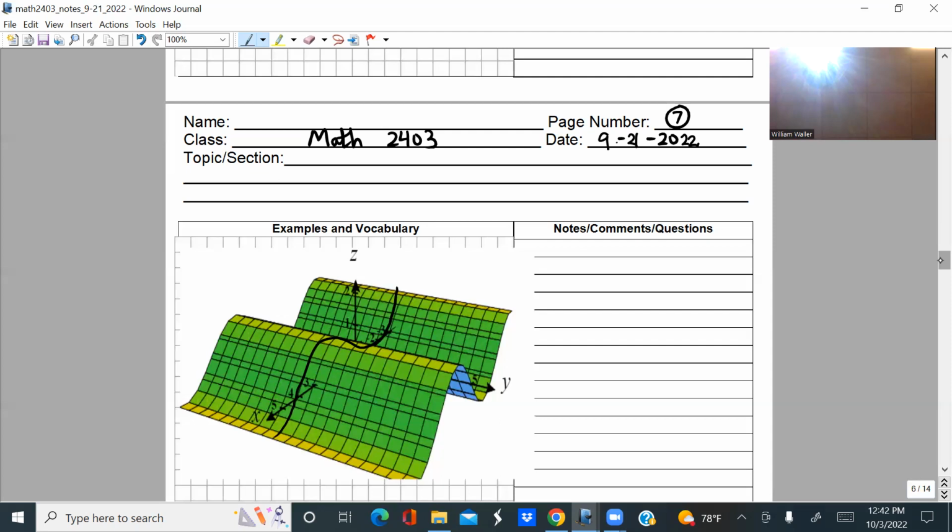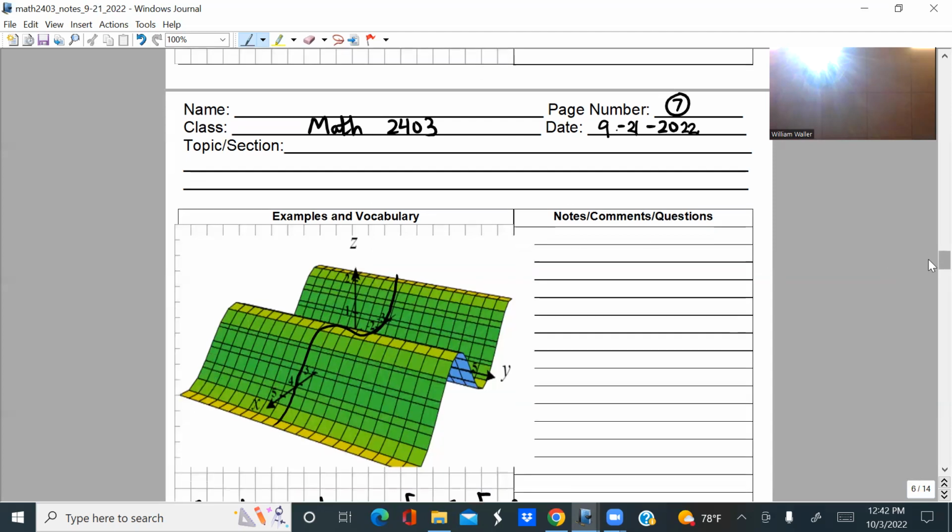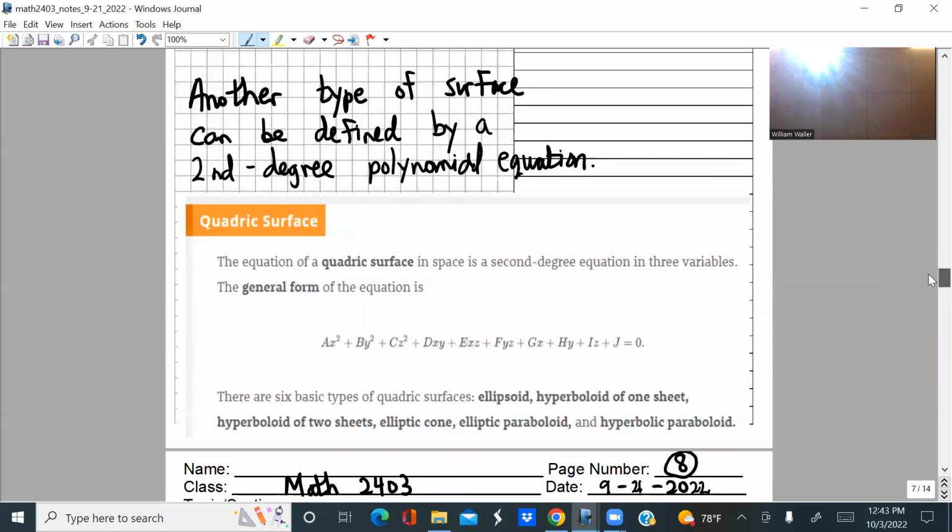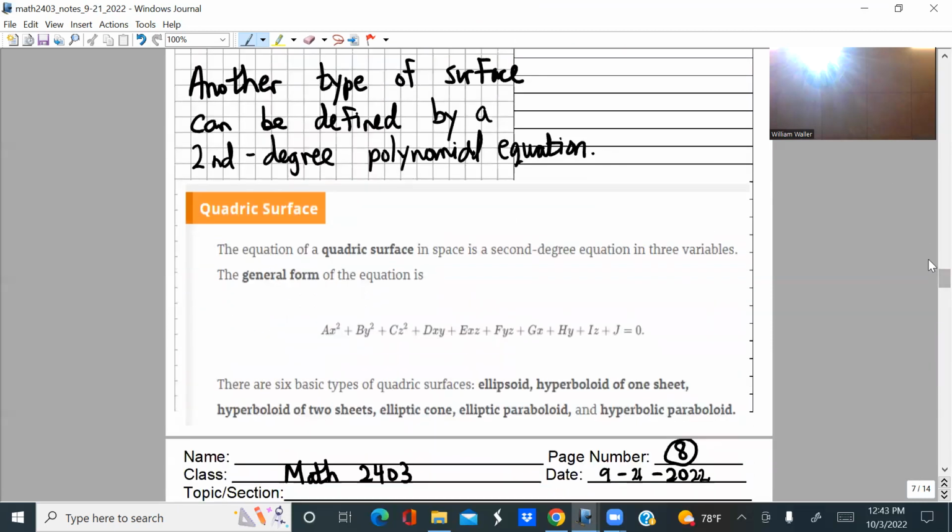Now, equations in three variables that are missing one variable, we kind of simplified the situation, right? But most often, when we're graphing equations in three variables, X, Y, and Z, all variables are going to be present. So we're not going to have something as simple as a cylinder to deal with. So let's talk about other types of surfaces.